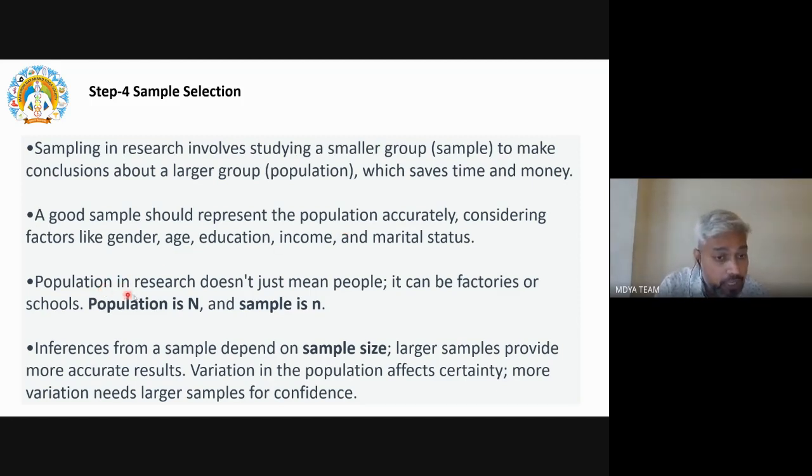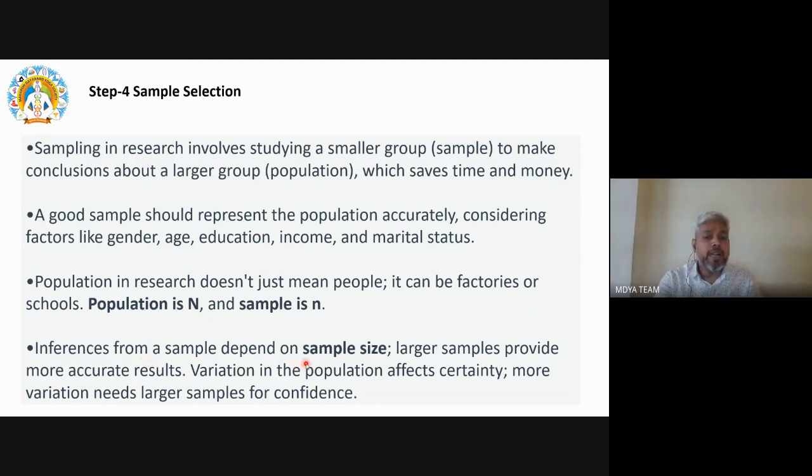And population in research doesn't just mean people. When you are thinking about population, it does not mean an entire people of a city or a country or anywhere, right? It can be factories or schools. Means a population can be students, a population can be workmen, a population can be a category or have a characteristic. So population is always represented by capital N, and sample is represented by small n in our research writings.